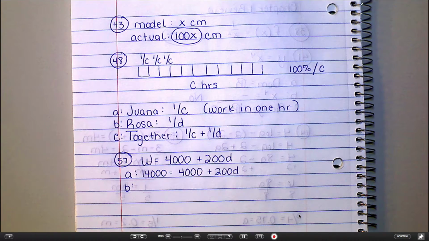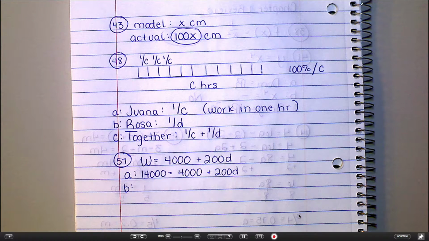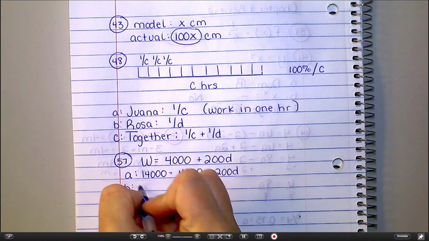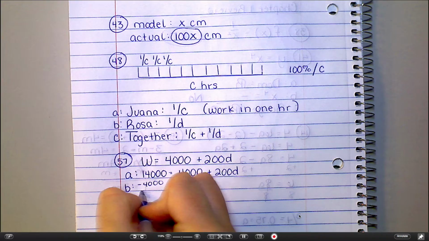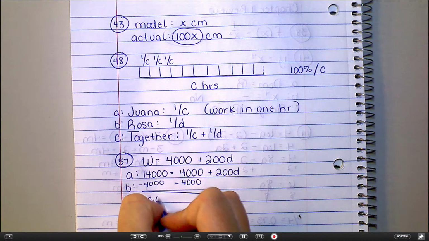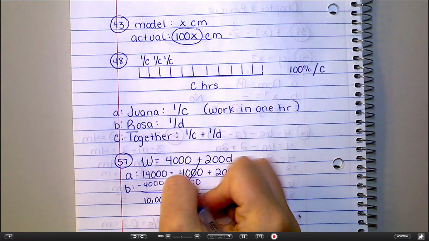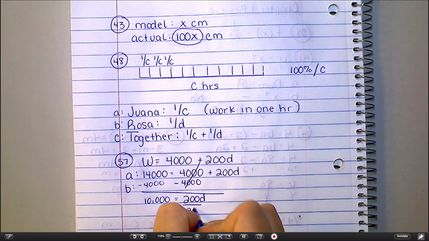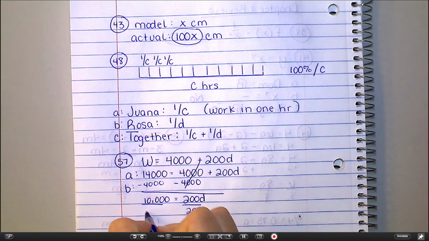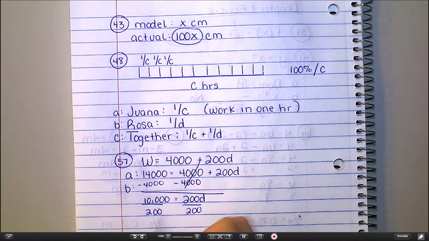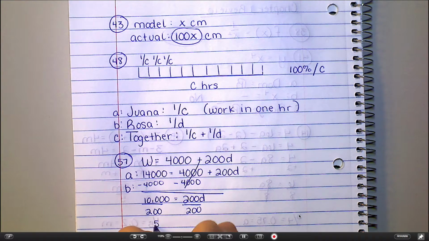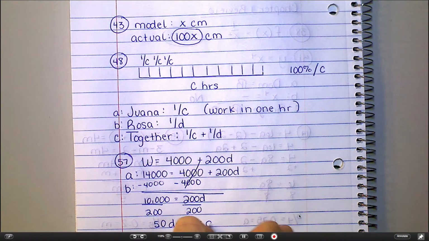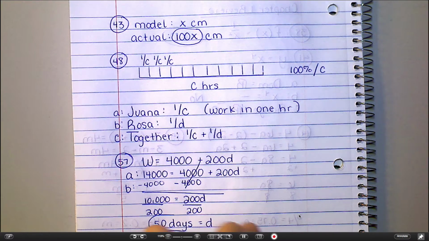is where it wants you to actually solve that. Do you feel like you can handle solving it? I bet you can. Subtract the 4,000. So I get 10,000 equals 200D. And then divide by the 200. And I believe I get, let's see, 50. So 50 days equals D. So a little less than 2 months.